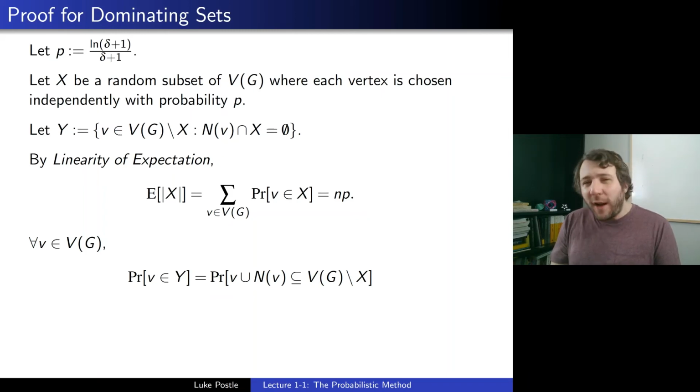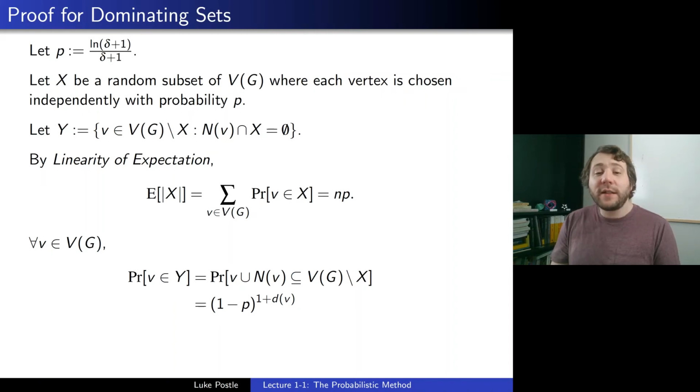What about y? Well, let's think about what's the probability that v is in y for every vertex. Well, that's exactly the probability that v and all of its neighbors, N of v, is a subset of V of G minus x, so that they aren't in x. They aren't dominated by it. So they aren't in x, and so v is not dominated by x. What is this probability? Well, written in that form, it's easier to see that it's equal to (1 minus p) to the 1 plus d of v.